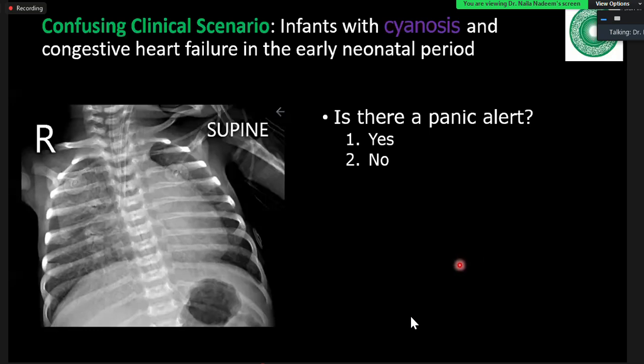So now the question is a very confusing clinical scenario. Patient has cyanosis, but also has signs of congestive heart failure, and this is in the early neonatal period. Looking at the X-ray chest, is there a panic alert?